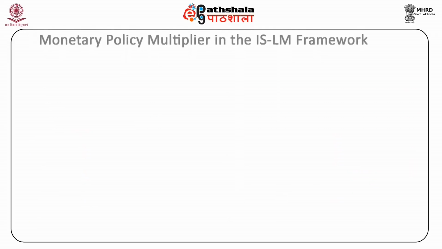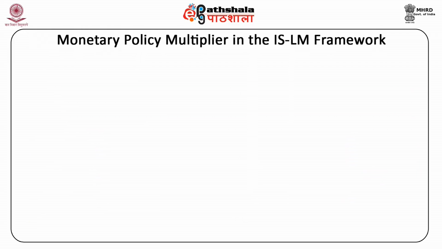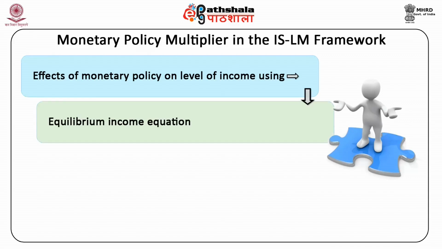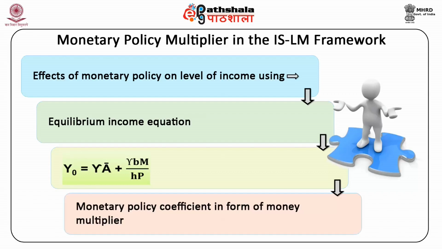Let us see the working of the monetary policy multiplier in the ISLM framework. In the ISLM model, the effects of monetary policy on the level of income is assessed by using the equilibrium income equation, which is Y0 = γ·Ā + γ·B·(M/(H·P)), and the monetary policy coefficient in the form of the monetary multiplier.